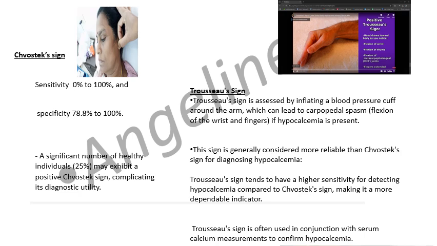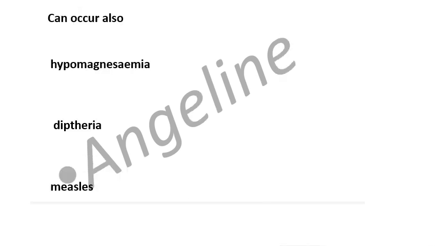Now this is from the net. I do not have a particular image file with me, so I will be using one from the net. The hand will draw in toward the body, and flexion will occur at the wrist, thumb, and MCP joints, but the fingers will remain extended. Not only hypocalcemia, it can occur in hypomagnesemia, it can occur in diphtheria and measles, when your calcium levels are normal, irrespective of the calcium levels.